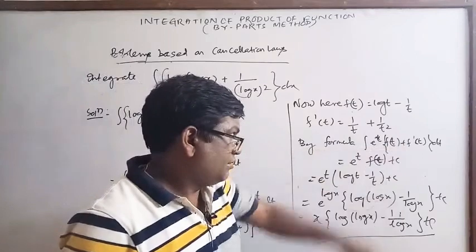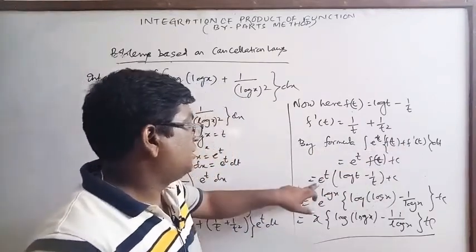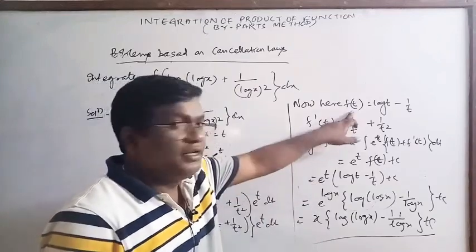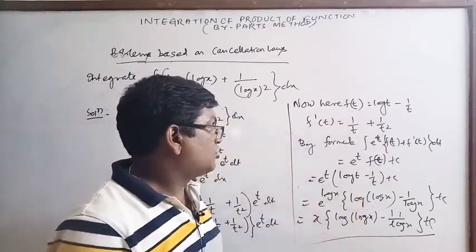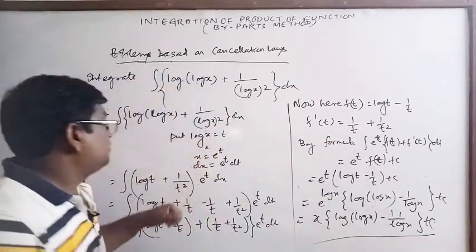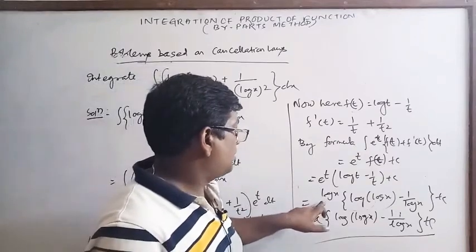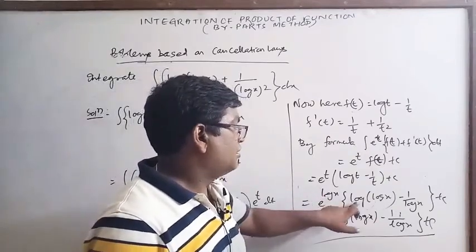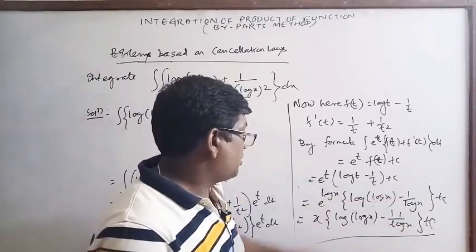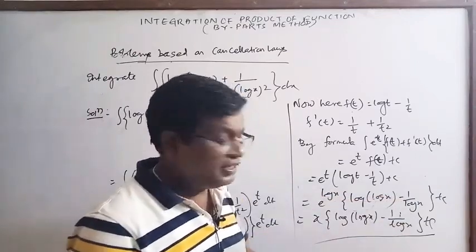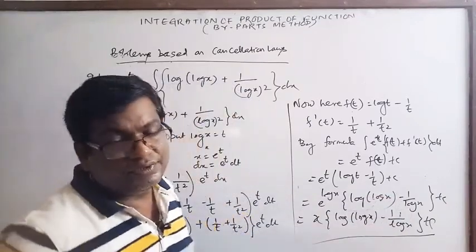This is, by formula, the integration of e to t f of t plus f dash t dt is equal to e to t f of t. Here e to t, and what is f of t? f of t means log t minus 1 by t. So what is t here? t equal to log x. So e to t means e to log x, log of log x minus 1 by log x plus c. e to the log x means x, and x into log of log x minus 1 by log x plus c. This is the answer.